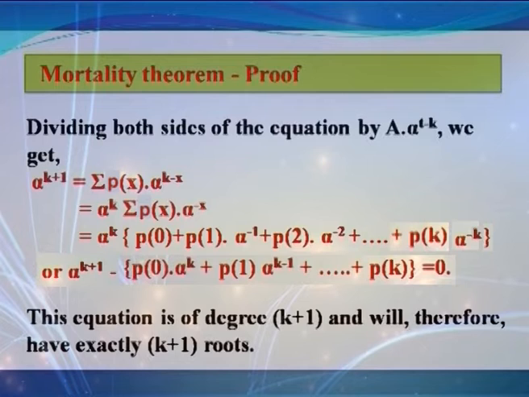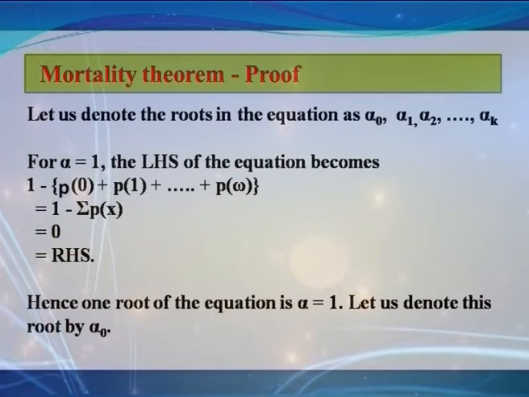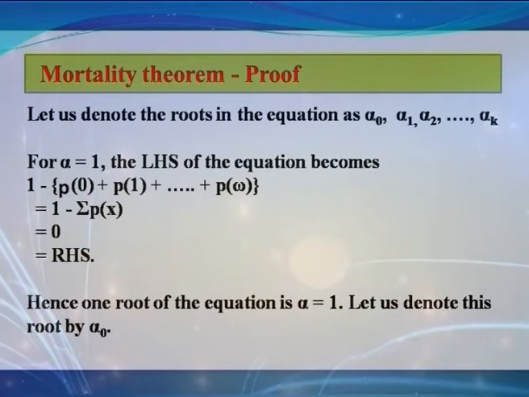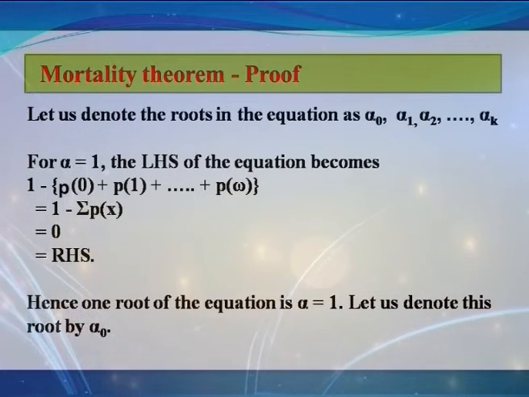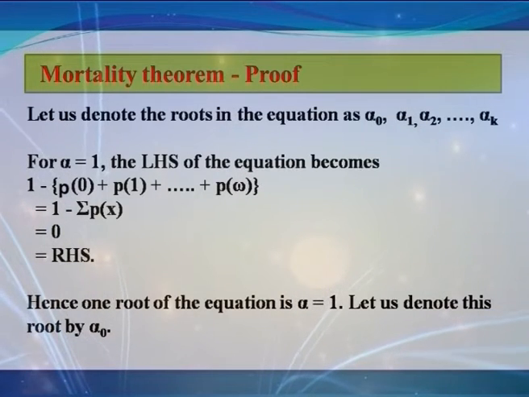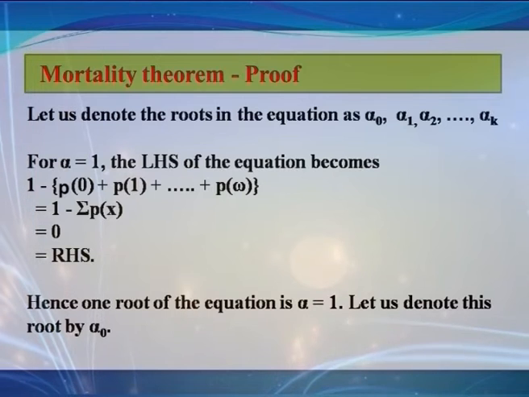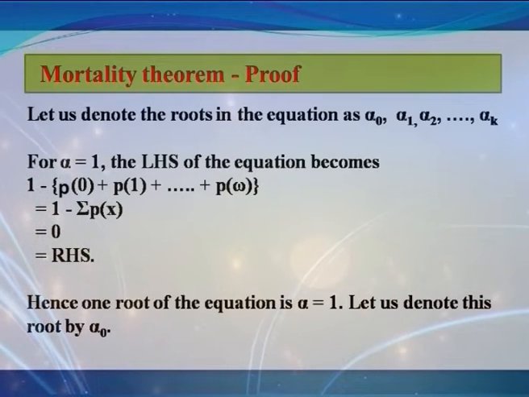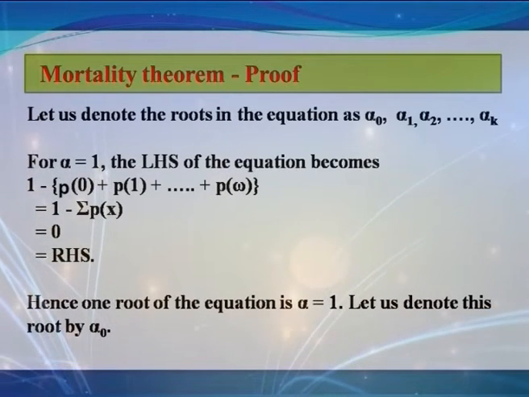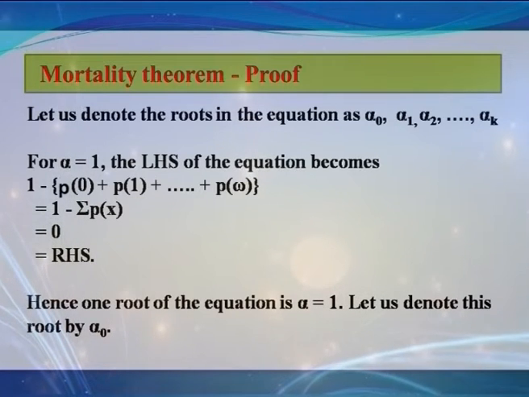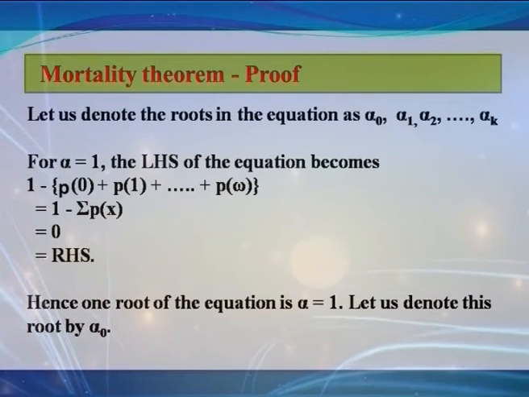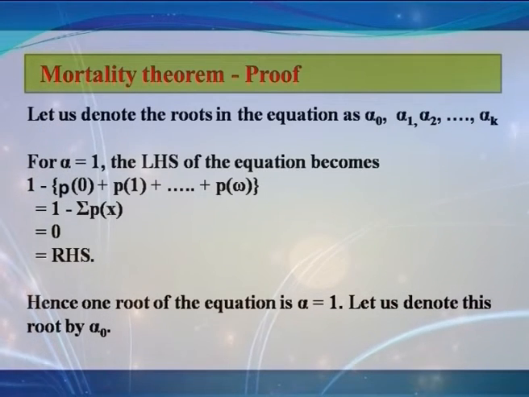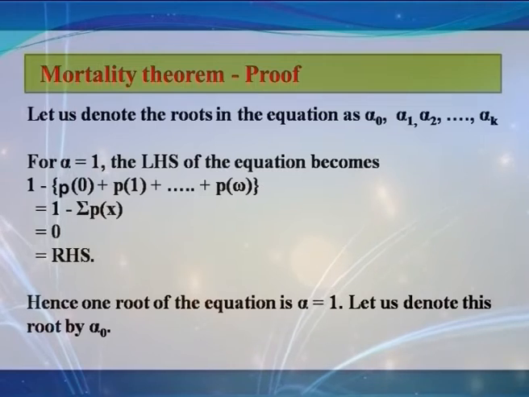This equation is of degree k plus 1 and will therefore have exactly k plus 1 roots. Let us denote the roots of the equation as alpha naught, alpha 1, alpha 2, up to alpha k. For alpha equal to 1, the LHS of the equation becomes 1 minus [p(0) plus p(1) plus up to plus p(k)], which is equal to 1 minus summation p(x) equals 0, which is equal to the RHS. Since one root of the equation is alpha equal to 1, let us denote this root by alpha naught.